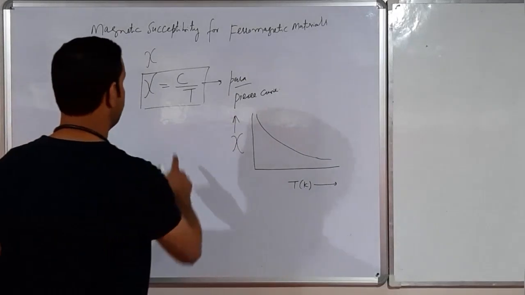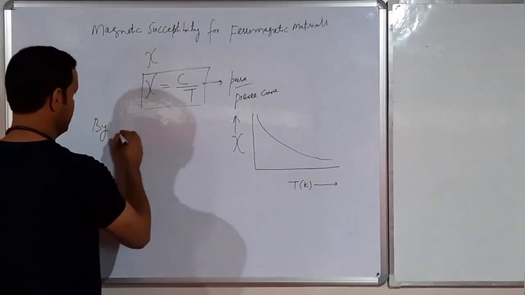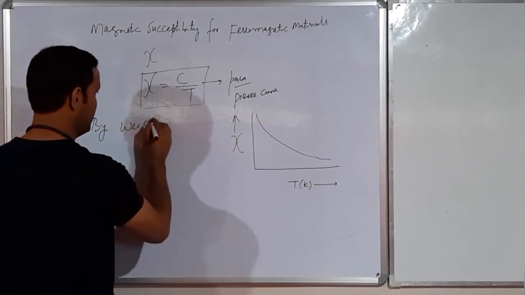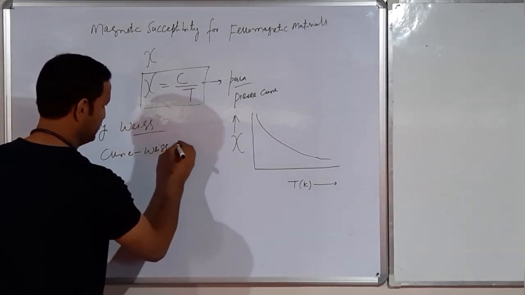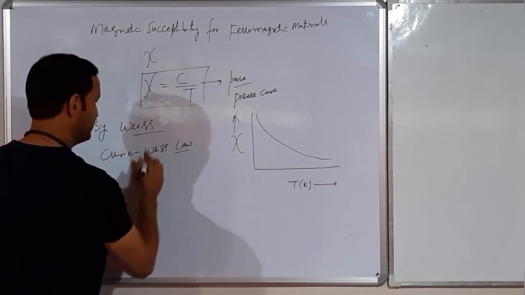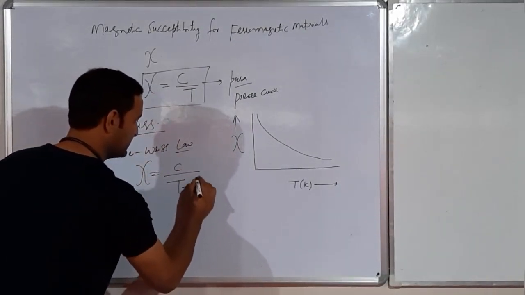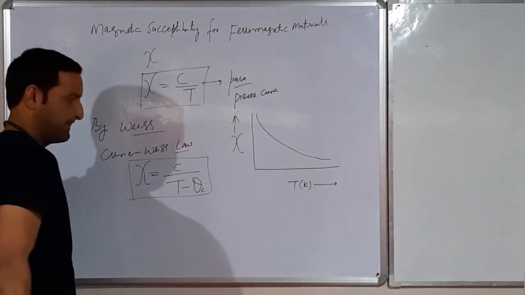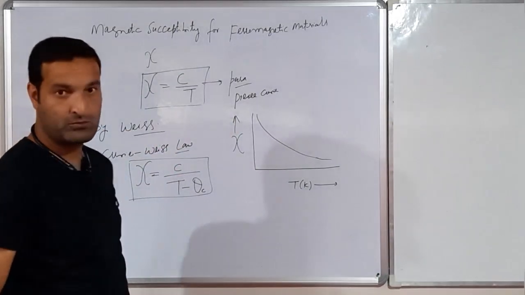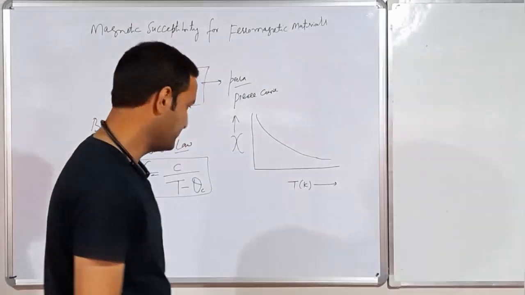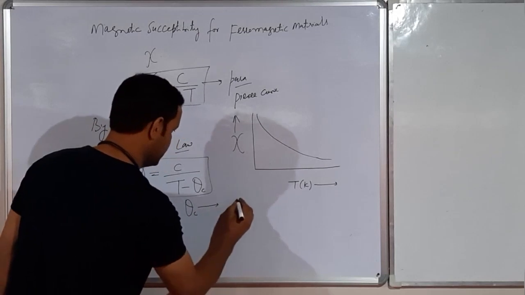This law, which is for paramagnetic materials, was modified for ferromagnetic materials by Weiss. That is called the Curie-Weiss law, and it can be written in modified form for ferromagnetic materials as C upon T minus theta C. So this is the modified form of the Curie law for ferromagnetic materials, because ferromagnetic materials are strongly attracted in a magnetic field as compared to paramagnetic materials. Here the parameter theta C is called the Curie temperature.